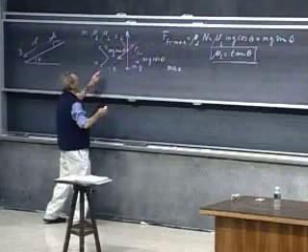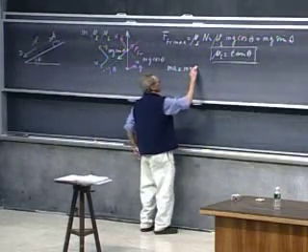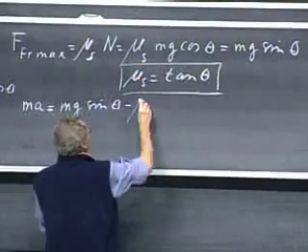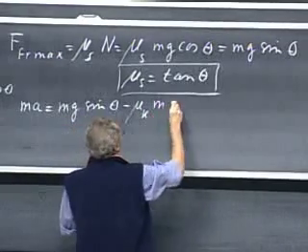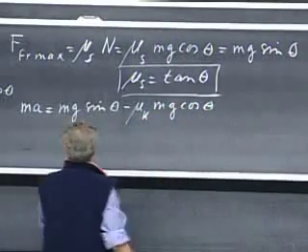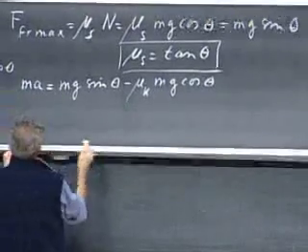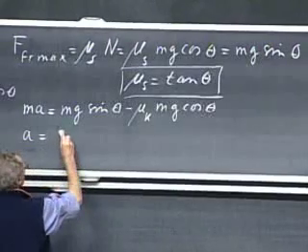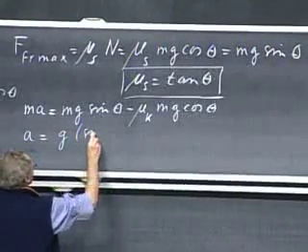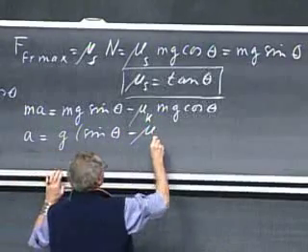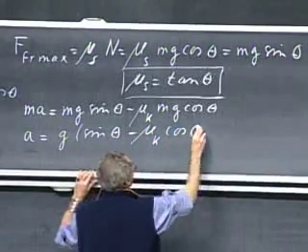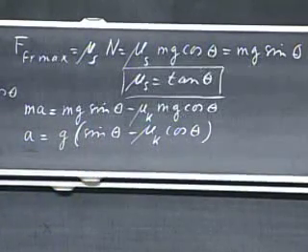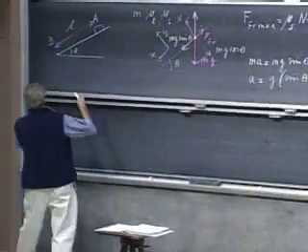And so I can write down now Newton's second law: ma, which is the net force in the positive x direction, would be equal to mg times the sine of theta minus the frictional force, but now this becomes mu k mg cosine theta. I lose my m, and so the acceleration in the positive x direction, that's the way I defined positive x direction, equals g times the sine of theta minus mu k times the cosine of theta. That's the acceleration.